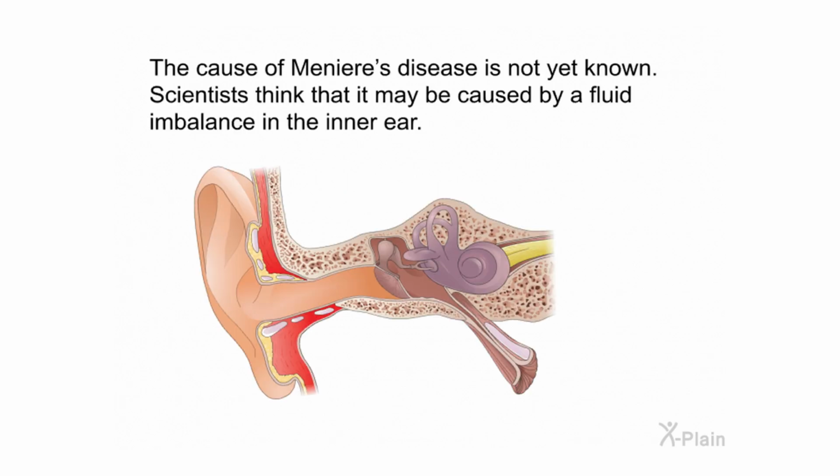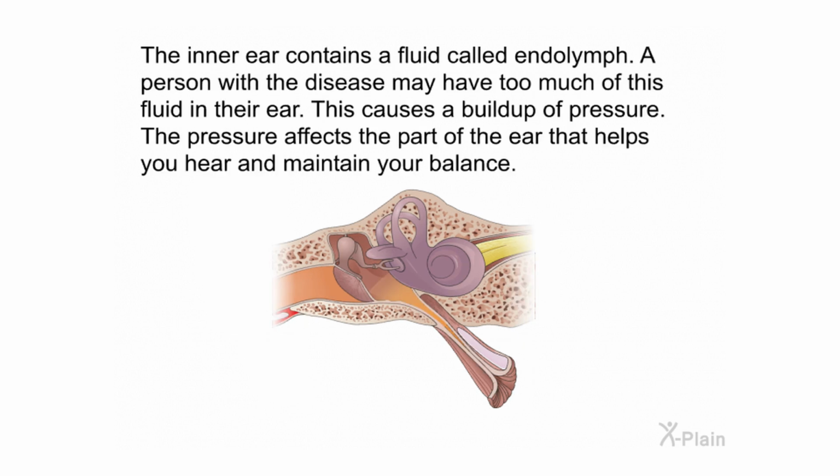Causes. The cause of Meniere's disease is not yet known. Scientists think that it may be caused by a fluid imbalance in the inner ear. The inner ear contains a fluid called endolymph. A person with the disease may have too much of this fluid in their ear. This causes a buildup of pressure. The pressure affects the part of the ear that helps you hear and maintain your balance.